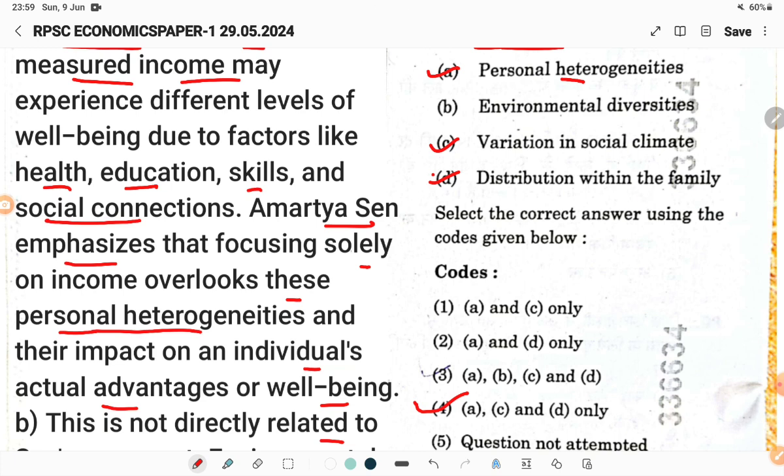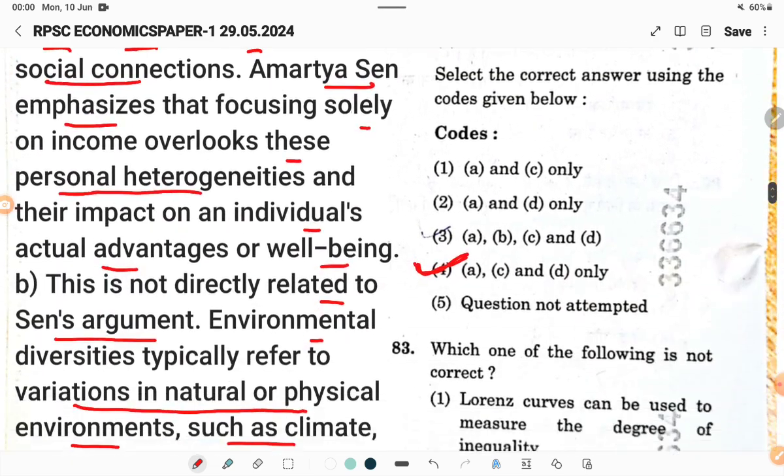This refers to how resources and responsibilities are allocated among family members. In many societies, there are disparities in access to resources, decision making power, and care responsibilities within families. Sen's perspective considers intra-household dynamics as crucial in understanding individuals' actual advantage and well-being beyond what is reflected in their measured income. So all three statements A, C and D are correct here, and the fourth will be the right answer to question 82.